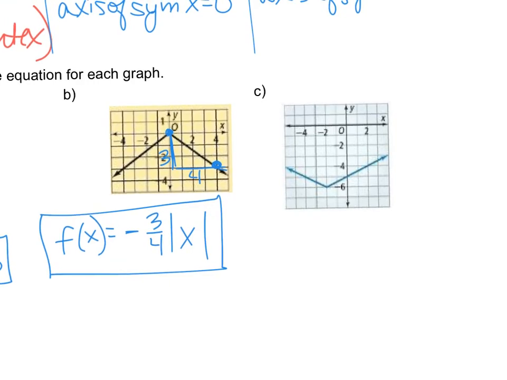All right, this last one. Vertex is at negative 2, negative 6. So it's going to be negative 2. So that would be left 2. So you're going to have x plus 2. Down 6 would be minus 6 on the outside. Now it looks like it faces up, so there's not going to be a negative out front. But let's see, it looks like it's up 1 over 2. So it would be 1/2 in front.